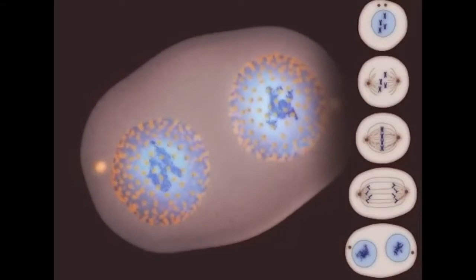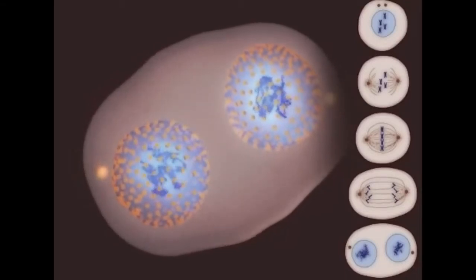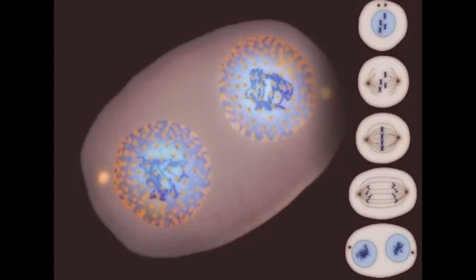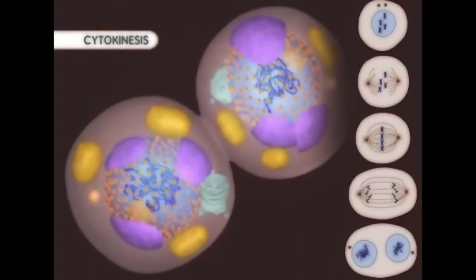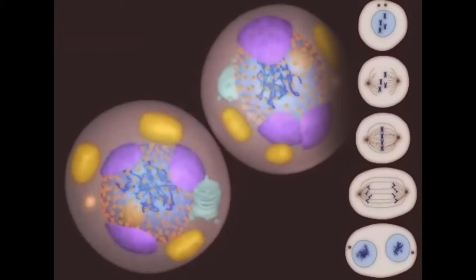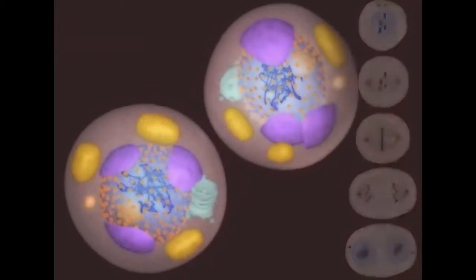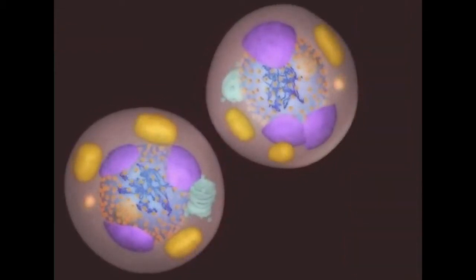This is the end of mitosis. Finally, the splitting of the cell occurs during cytokinesis. The two new cells are now ready to grow and perform their specialized functions.